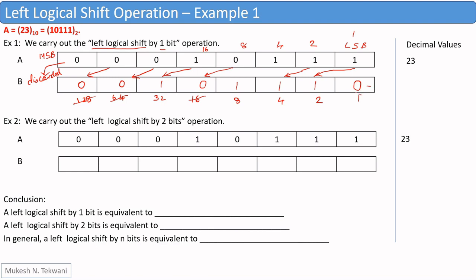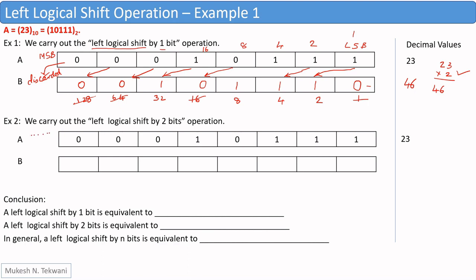Again this bit is 0, so we strike off this value. So the decimal equivalent of the new number is 46. You can observe that the original number was 23. When we shift to the left by 1 bit, we get the new number 46, and this we can see is 23 times 2. That means the original number 23 has been multiplied by 2. So a left shift by 1 bit is equivalent to a multiplication by 2.